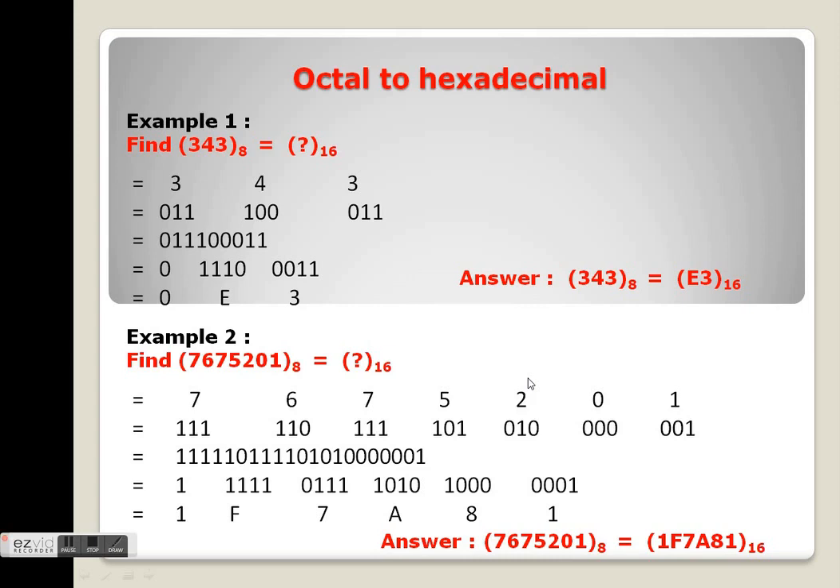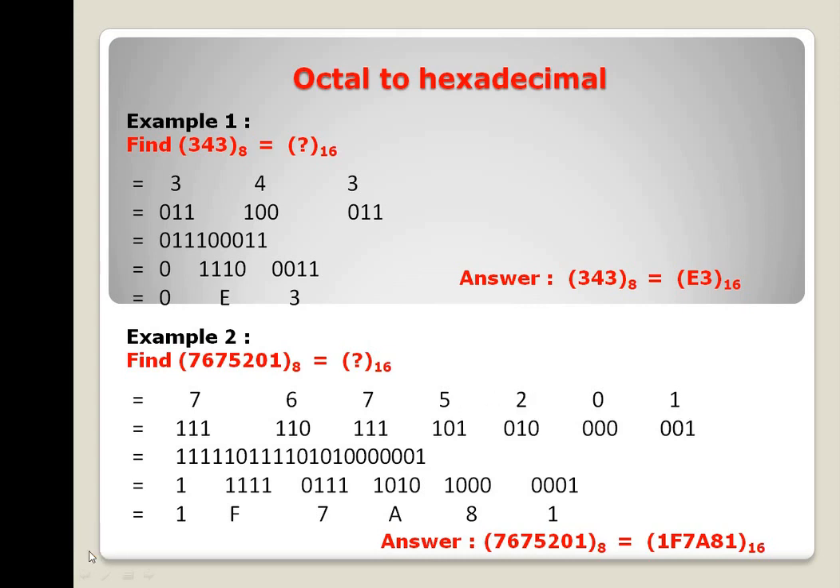In this case, the octal number is 7675201. Firstly, we will change this into binary, and the binary will be 111 110 111 101 010 000 001. In step 2 we will divide this into groups of size 4, and we will get 1 1111 0111 1010 1000 0001.